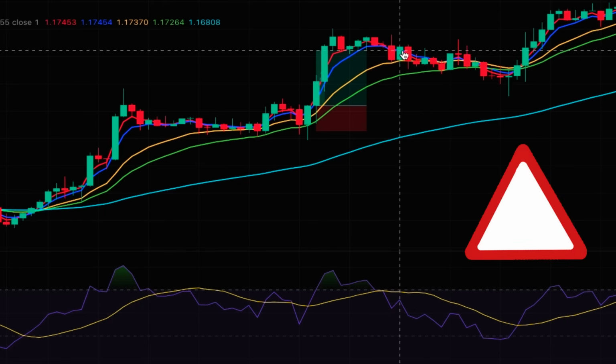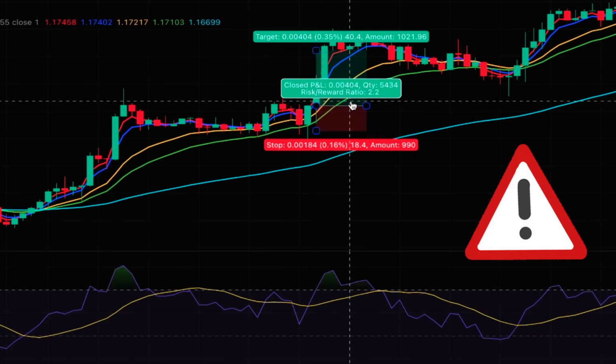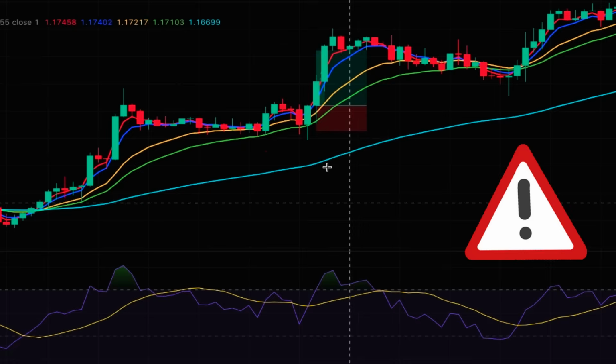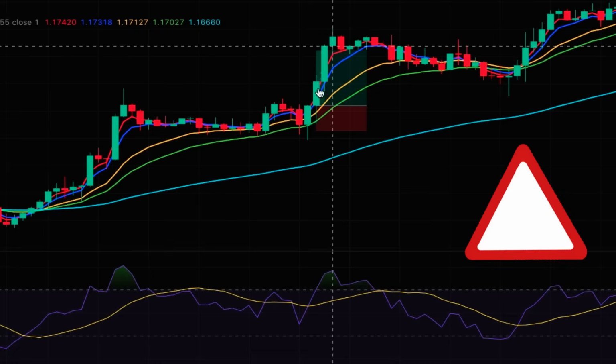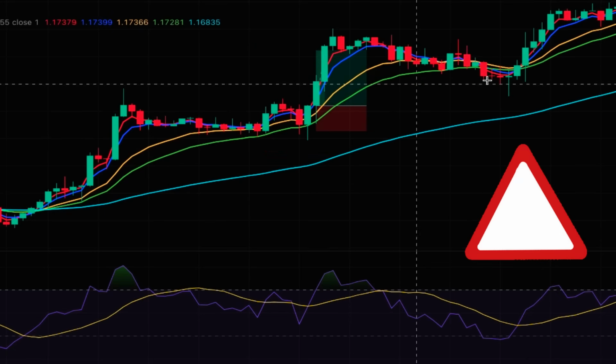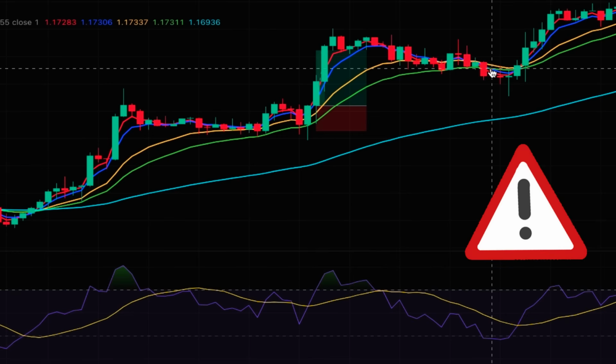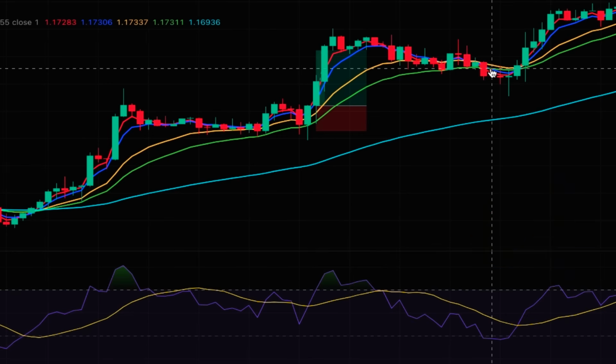Please pay attention that this is exactly the setup that we're looking for. The lines should be separated in this order with an upside angle. If they are jammed and the lines are on each other, we don't take the signal. Let me show you some examples so you better understand.